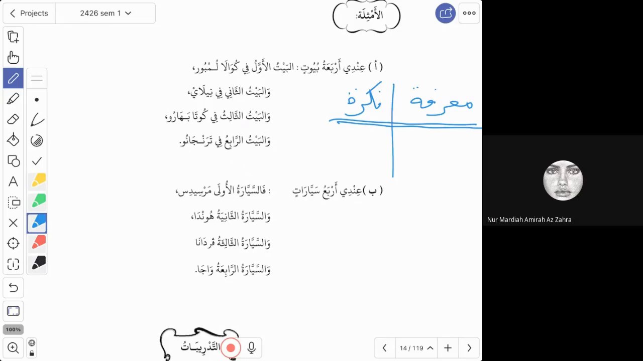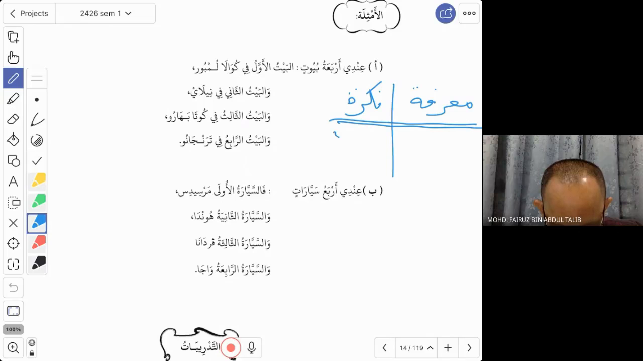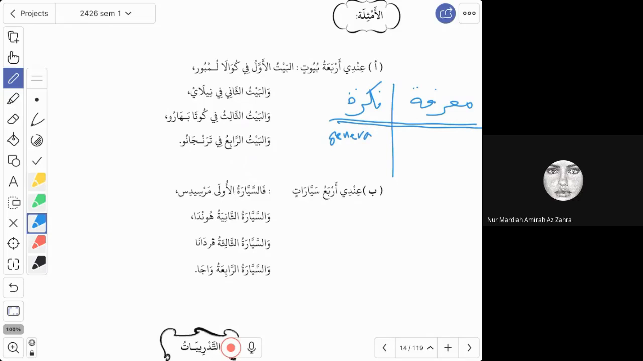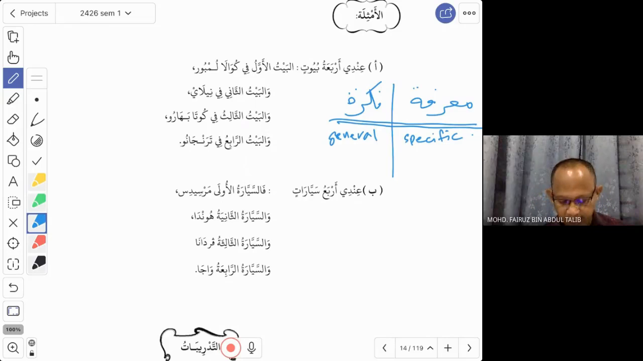The general is ma'rifah. No, it is nakira. Nakira, this is general. Yes. Ma'rifah is the specific. Okay, that is good. Now, normally the term that we use, we say nakira is indefinite. You do not know which one. We say indefinite word, and for ma'rifah, that is the definite word. So that is the term that we normally use, definite and also indefinite.